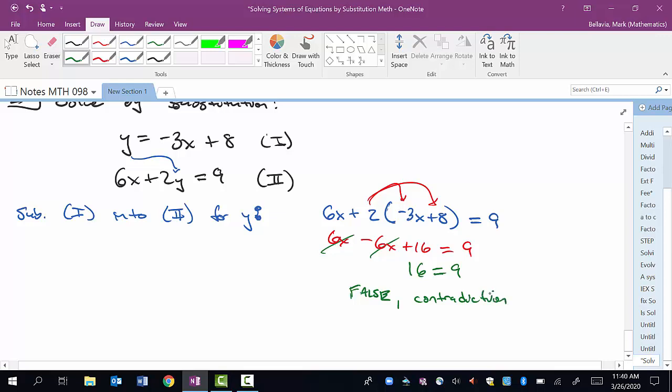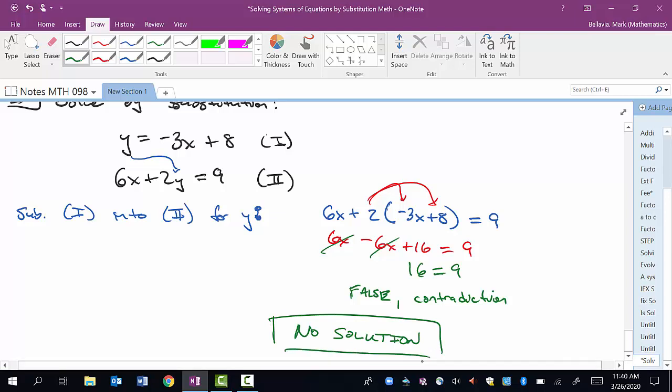If you get a contradiction here, so if everything cancels out in terms of the variables and you get something that's false at the end, a contradiction, that means that these lines pretty much never cross. So they never cross. The answer here is actually no solution.